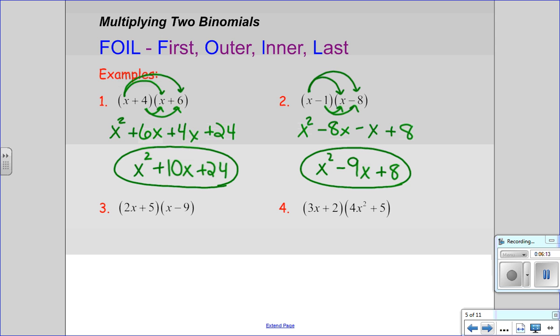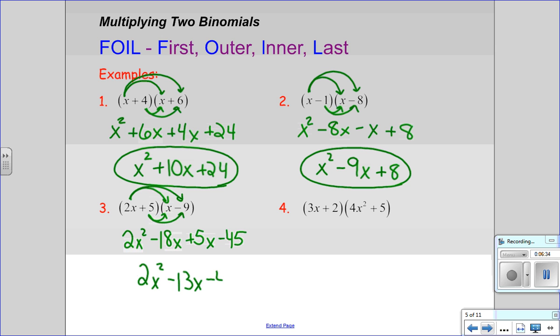Two more examples of binomials. 2x squared minus 18x plus 5x minus 45 gives us 2x squared when we combine like terms minus 13x minus 45.